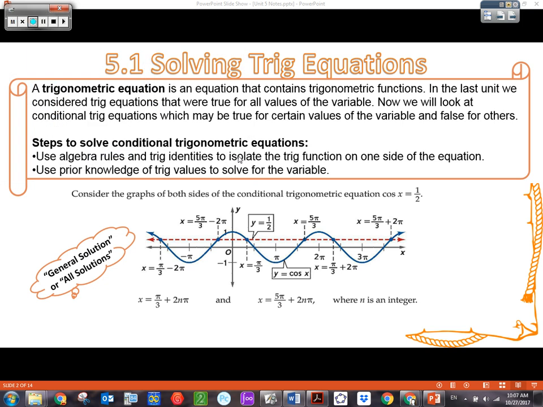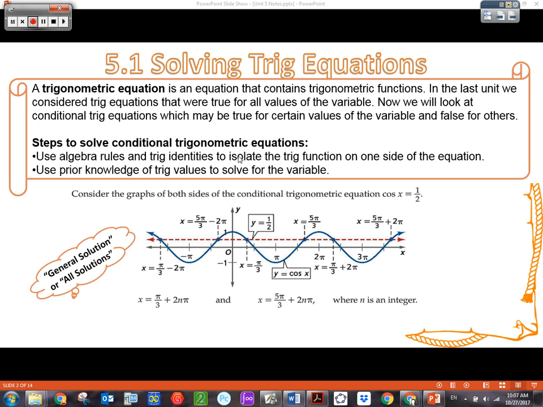Okay guys, let's take a look at today's lesson. We are starting a new unit, yay, 5.1. We're solving trig equations. In this unit, we're going to be using the properties and identities that we learned in the last unit. We'll just be using them in a little bit of a different way.